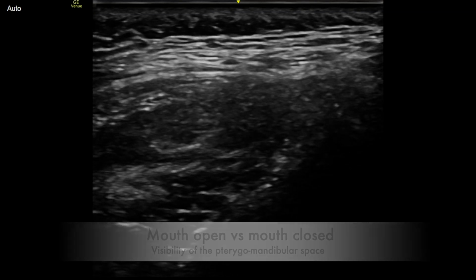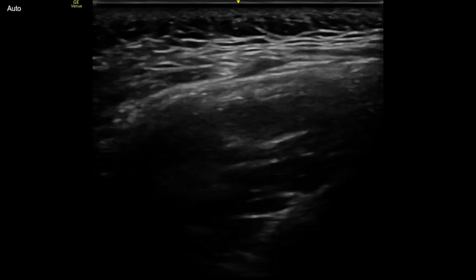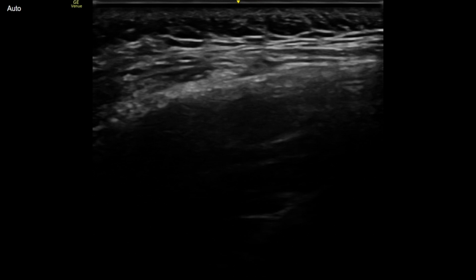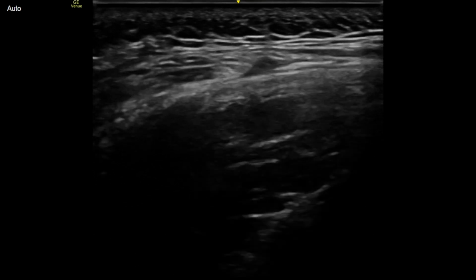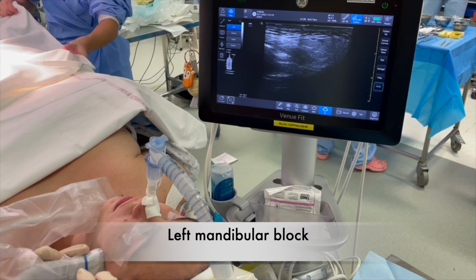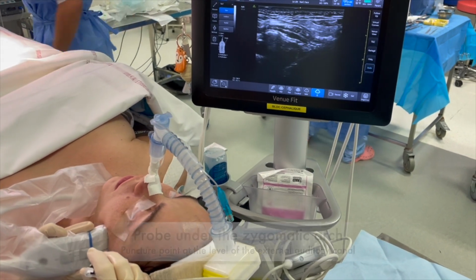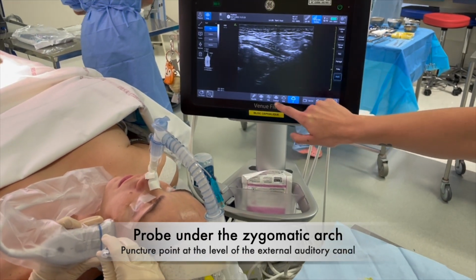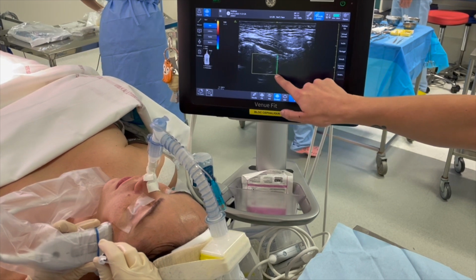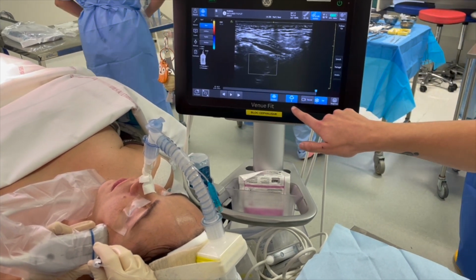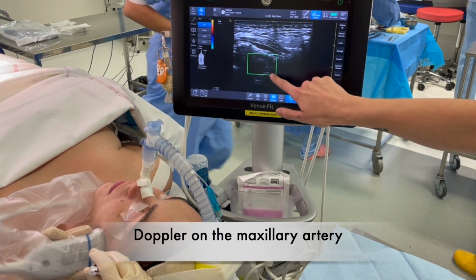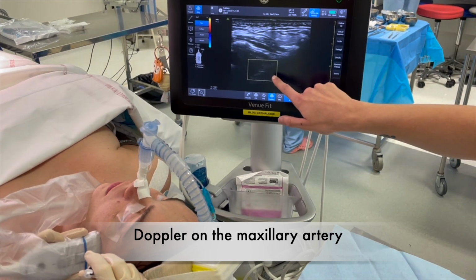Opening the mouth with a Gettle cannula facilitates the visualization and access to the pterygomandibular space. A left mandible block is performed on a patient with a spontaneous open mouth. The linear probe is placed under the zygomatic arch, allowing direct visualization of the pterygomandibular space.